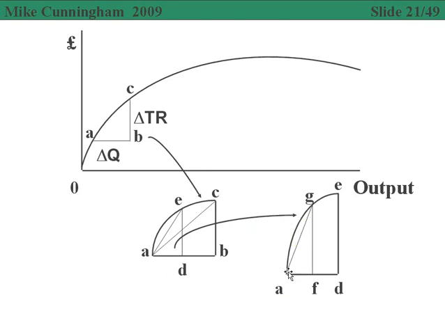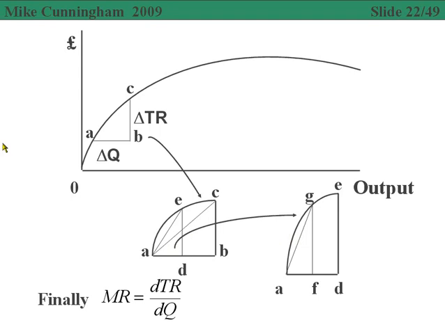You can see the gap between the true curve and the one I've drawn in. The gap is not as big as it was before. We started off with a horrendous gap, then it got smaller because we halved the distance. Now we're halving it again, and you can see the gap is getting smaller. But we can carry on doing this on and on and on. We'll always have a gap. So what we do in the end is we take a very, very small change in output and see what the associated very, very small change in total revenue is.